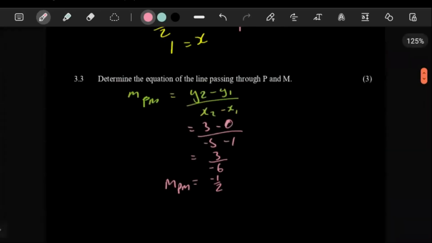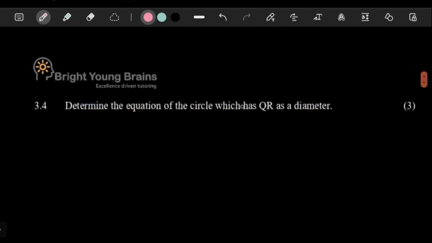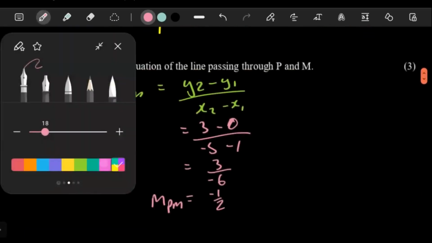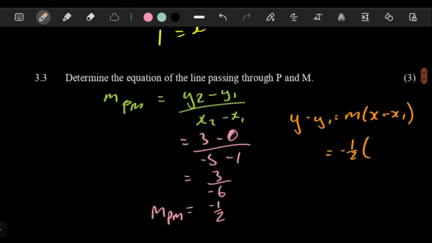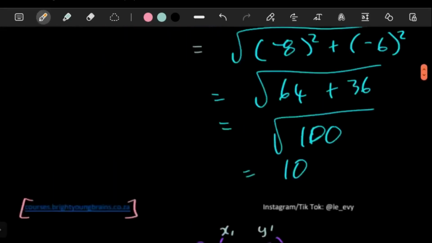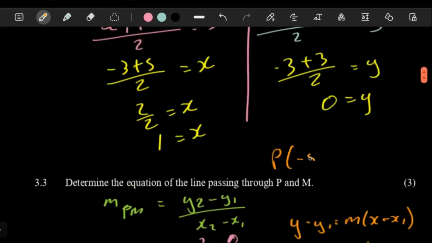Okay, fine. And then here they said determine the equation of the circle. No. We're not even halfway done. I'm already moving on. Let's see here. y minus y1 equals the gradient times x minus x1, and this is like a negative a half. That's the gradient. We need a coordinate that the line passes through, so let's use P. P is negative 5 and 3.